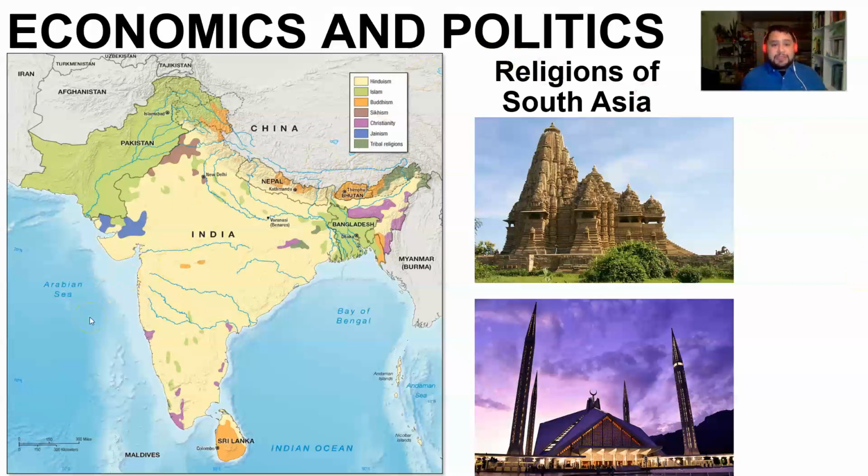But we also have Islam as a major presence, especially in Pakistan, Bangladesh, and the Maldives. Buddhism is another important religion in this part of the world, in parts of northern India, Kashmir, but also Nepal, Bhutan, and Sri Lanka are also majority Buddhist countries. And we're also going to have Sikhism in northern India and Pakistan, and Jainism as well in eastern India.